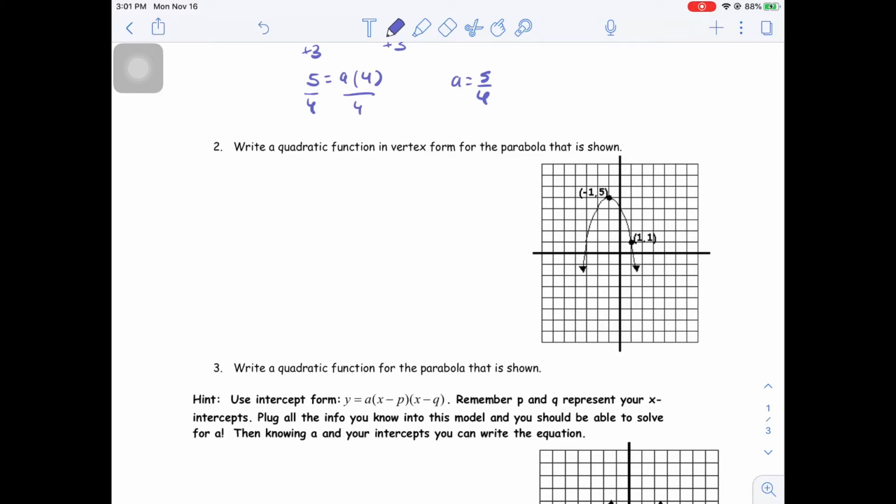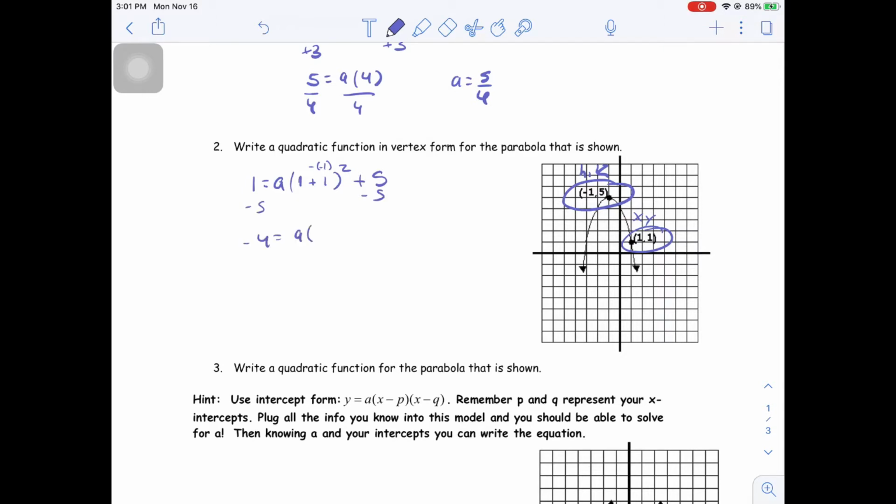The next one says write a quadratic function in vertex form for the parabola that is shown. Again, we know the vertex, so we know h, k. We also know a point, so we know an x and a y. So this is the same exact question. So y is 1. We have an a value that we do not know yet, okay? And then we have our x and our h, which is going to be 1 for x plus this time 1, because this would be minus negative 1, squared, and then plus 5.